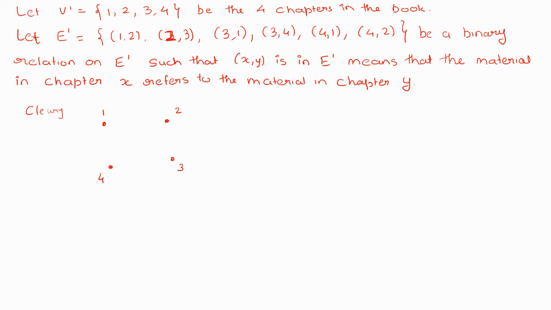So from 1 to 2 there exists an edge. 2 to 3 there exists an edge. 3 to 1 there exists an edge. 3 to 4 there exists an edge. 4 to 1 there exists an edge. 4 to 2, I will write this like this, 4 to 2, this is also an edge. So this is how this problem is represented graphically.